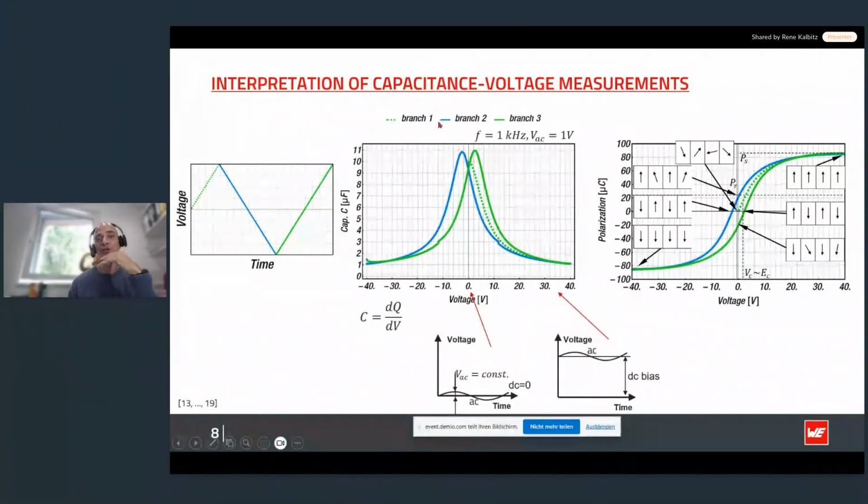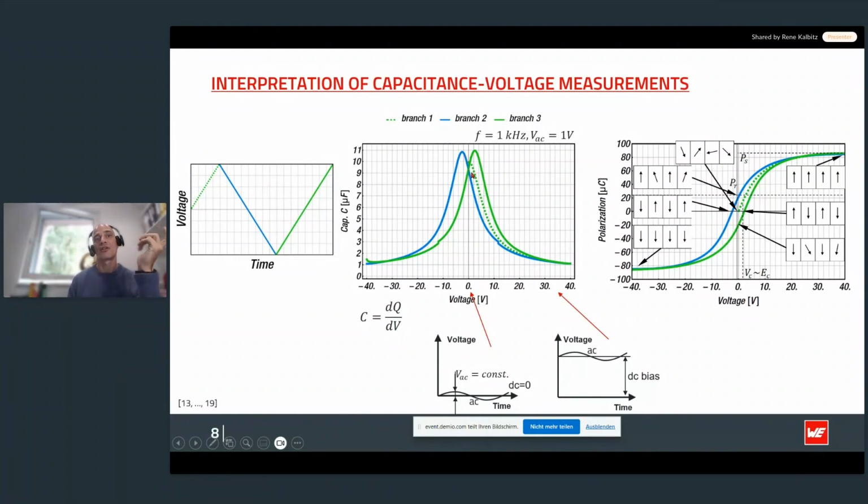At the position of EC, the strain on the dipoles is least. Thus, the material's permittivity is largest, and the capacitance shows a local maximum. With the increase of the polarization into the opposite direction, the capacitance decreases to the same values as for positive values. Which brings me to branch 3.